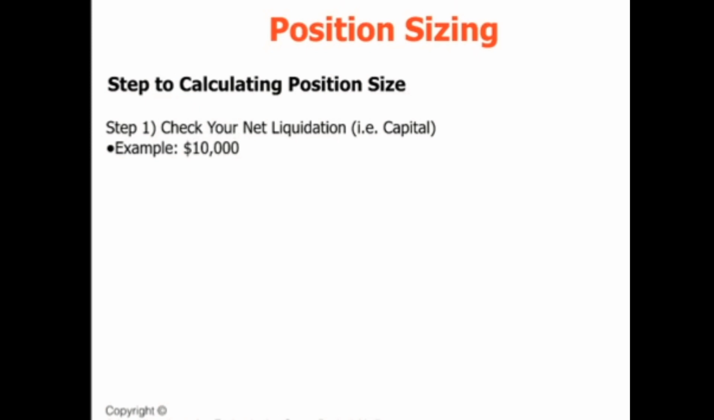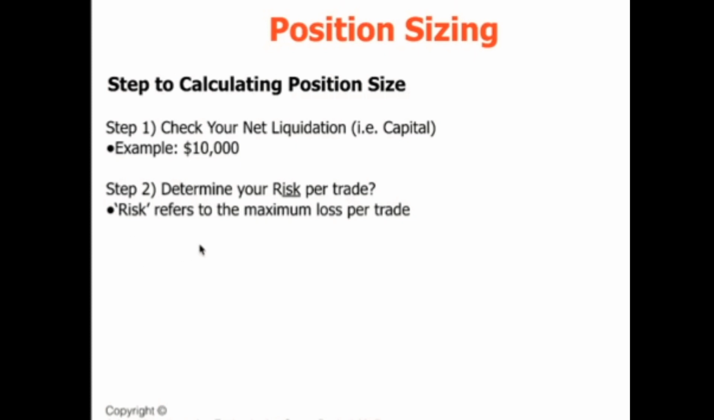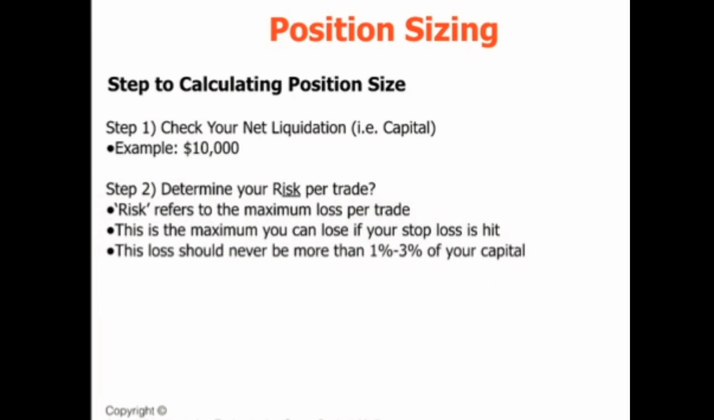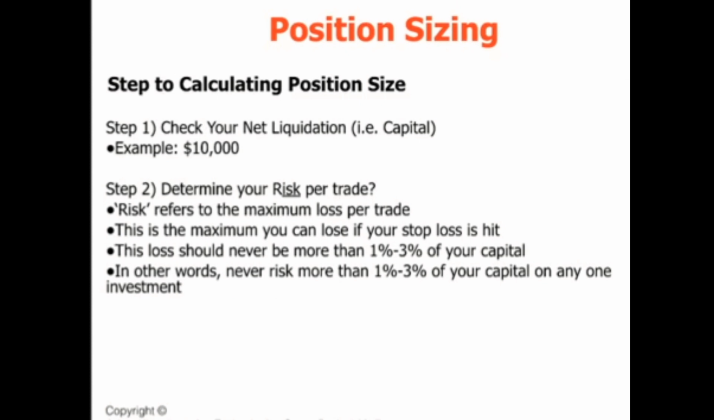Now the second step is that you must be able to determine your risk per trade. Like I said before in the previous lesson, I will recommend something like 1% or 2% for a start. Again, the risk I'm talking about refers to the maximum loss you are willing to take per single trade. As you know, this is the maximum you can lose if your stop loss gets hit. Like I keep saying, your loss should never be more than 1% to 3% at maximum of your total capital, of your total net liquidation.